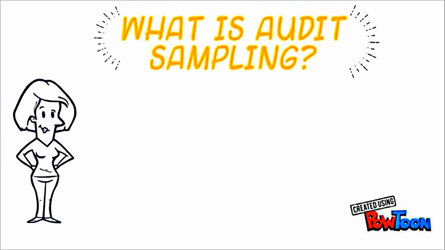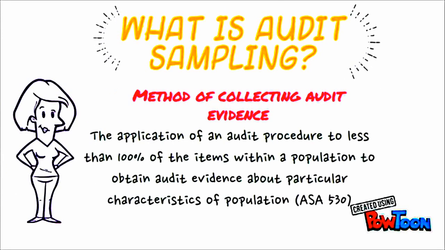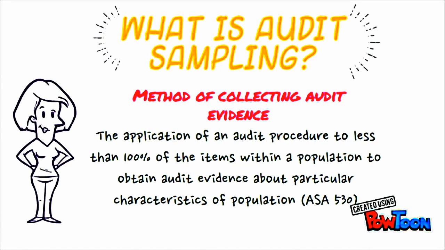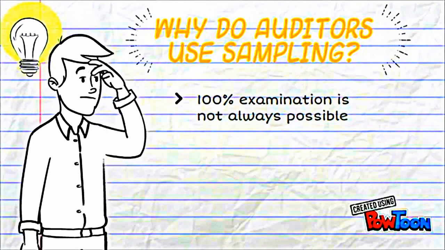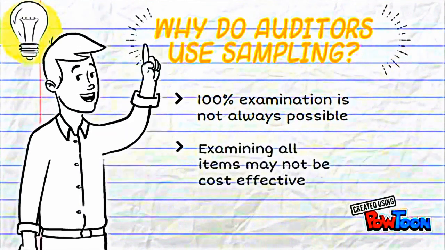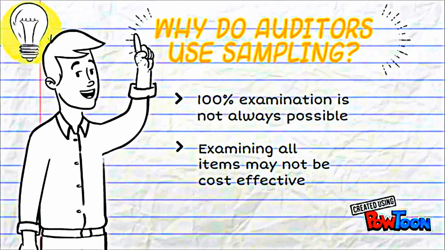Let's first discuss what is audit sampling. It is the application of audit procedure to less than 100% of items within a population to obtain audit evidence about particular characteristics of population. Why do auditors need sampling? First, examining all items may not be feasible, and second, 100% examination may not be cost-effective.